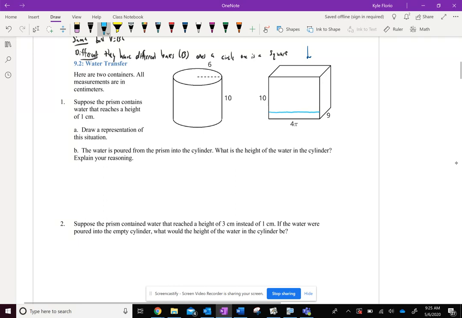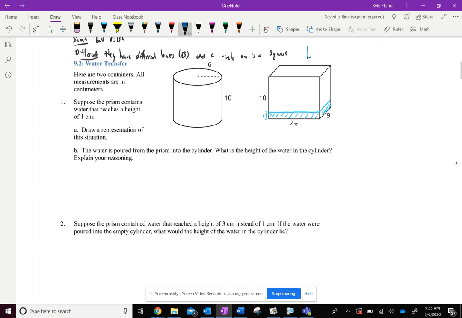So we'll say that height right there is 1 centimeter. So that height right there is 1. So we're filling this up with water. All right, part A done. Now the water is going to be poured from the prism into the cylinder. What's the height of the water in the cylinder? So when I take this water here and pour it into the cylinder, how high in the cylinder is that going to go up?